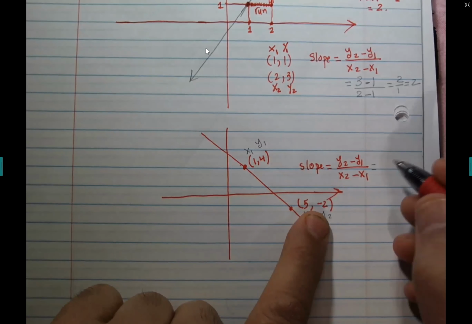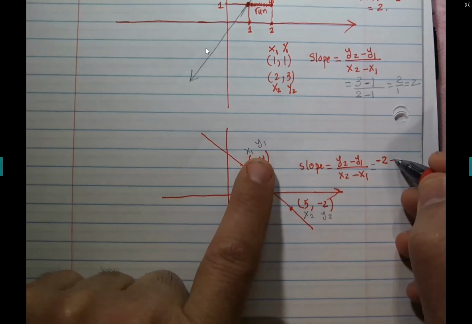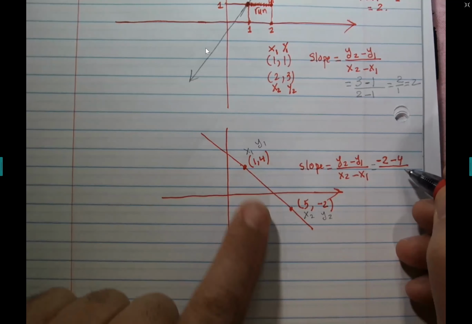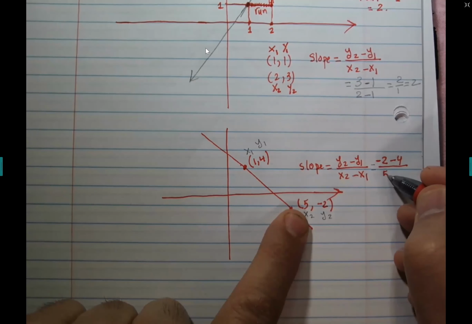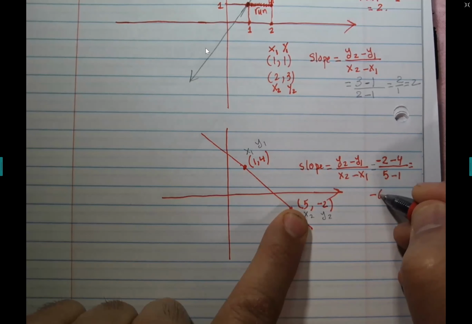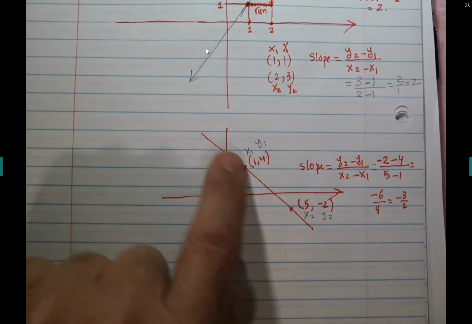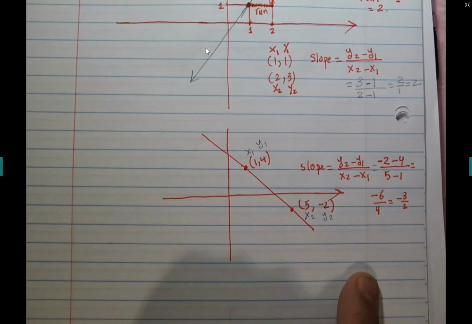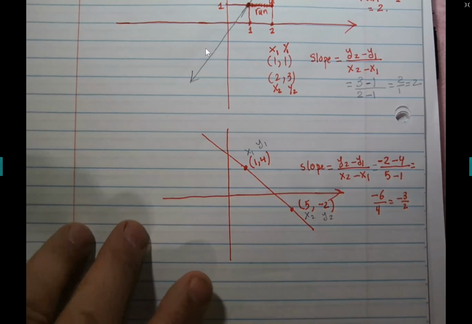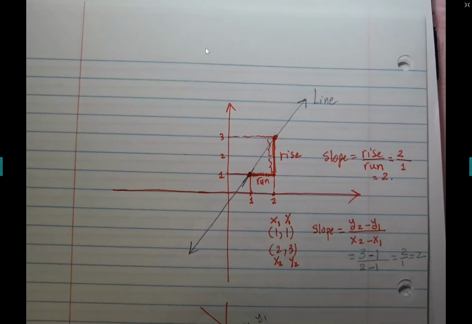y2 is negative 2 minus y1, which is 4. x2, guys, is 5 minus x1, which is 1, equals negative 6 divided by 4, which is negative 3 over 2. And don't be surprised that you see a negative slope because the line is pointing down, as you can see. And you shouldn't be surprised that you saw a positive slope here because the line is pointing up.